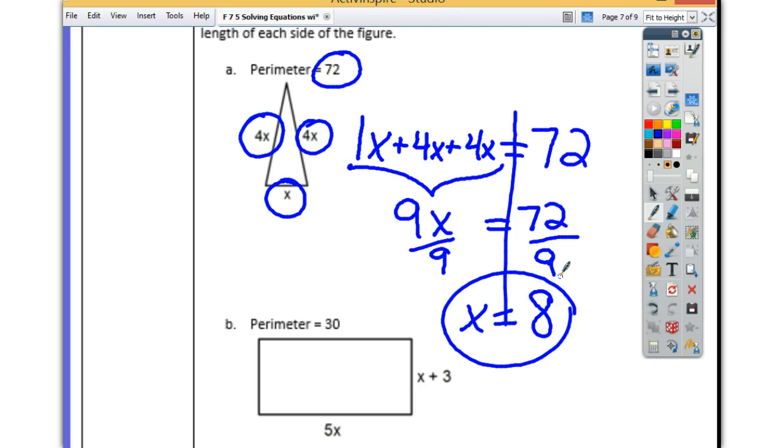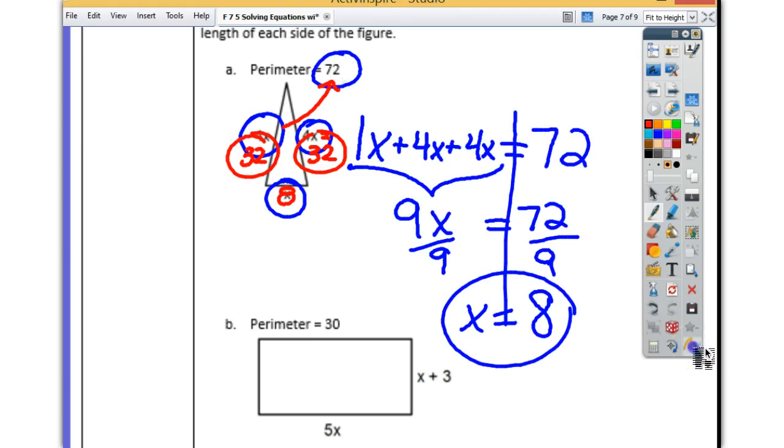Nope, you're not quite done. You know x equals 8. So we know then that this side that's labeled x, this side is 8. How long are these sides? How many units? 4 times 8. Yes, 4 times 8, which equals? 32. These are each 32 units long. So now we're done. 8, 32, and 32. If I add these together, do they equal 72? Yes. Whew. Yes, they do. We did that correct.